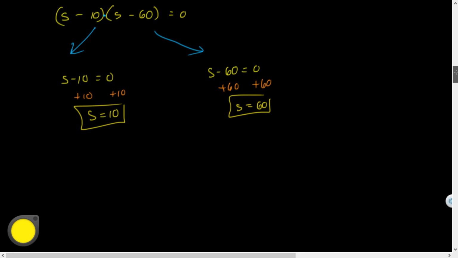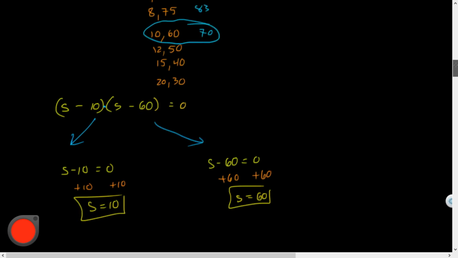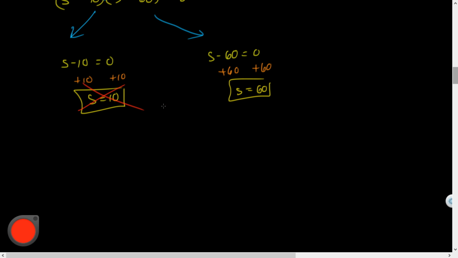Now, I got two solutions. S is 10 or S is 60. Could S equals 10 work? If this is 10 by 10, then how could this be 30? How could a length shorter than 10 be 30? 10 doesn't make sense. Or think about it this way. If I plug in 10 here, 10 minus 40, this is a negative 30-foot wide or meter wide pumpkin patch. It doesn't work. So this solution won't work in terms of the geometry, but it does work in terms of the algebra.